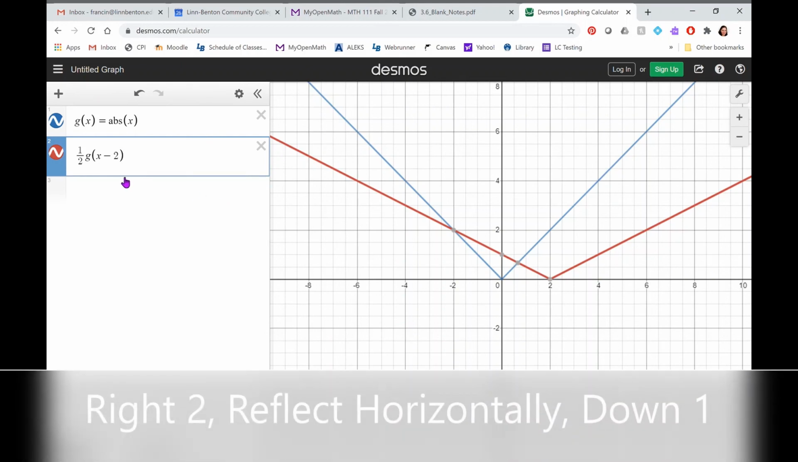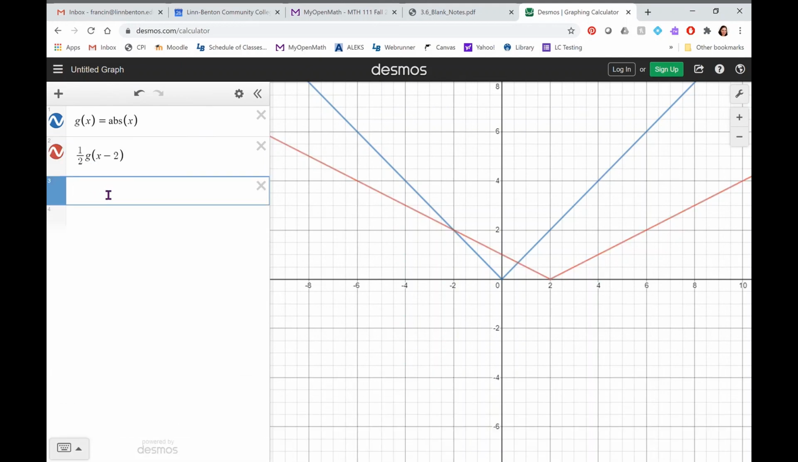All right, so we already have right 2 going, right? So that's g of x minus 2, right 2. If we want to reflect horizontally, we have to put a negative sign out front. There we go, reflect horizontally. And if you want to go down 1, subtract 1 off the end. And there is our new function. And I really encourage you to try it by hand first and then check it in Desmos to just verify that you're getting your translations correctly.